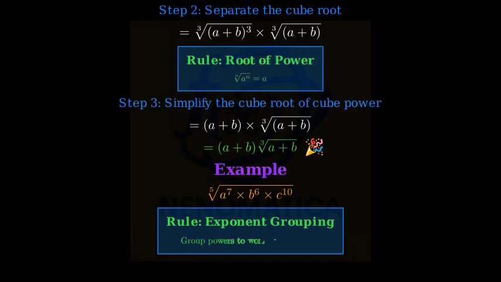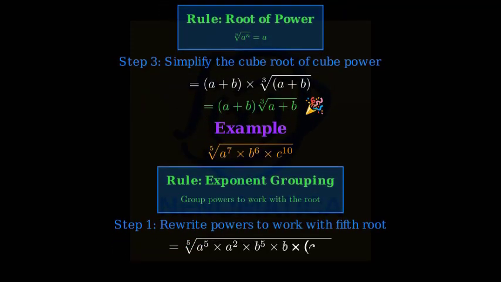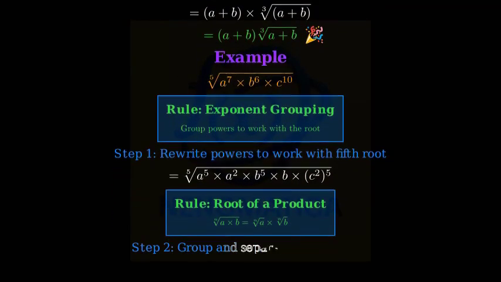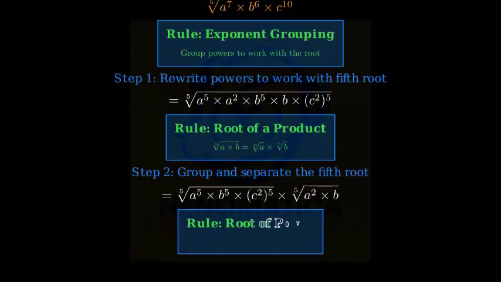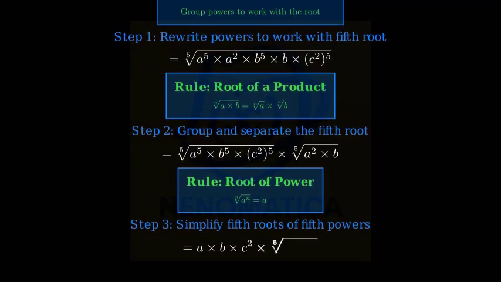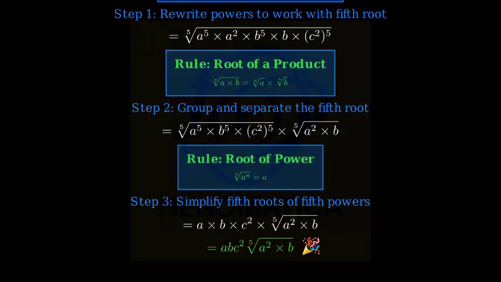We'll approach this by separating the powers into combinations that will work well with our fifth root. Now we'll group the powers that work well with the fifth root, and then separate the fifth root. Now we can simplify the first part of our expression. The fifth root of any quantity to the fifth power equals that quantity. And we've now arrived at our final simplified form, which is a times b times c squared times the fifth root of a squared times b.